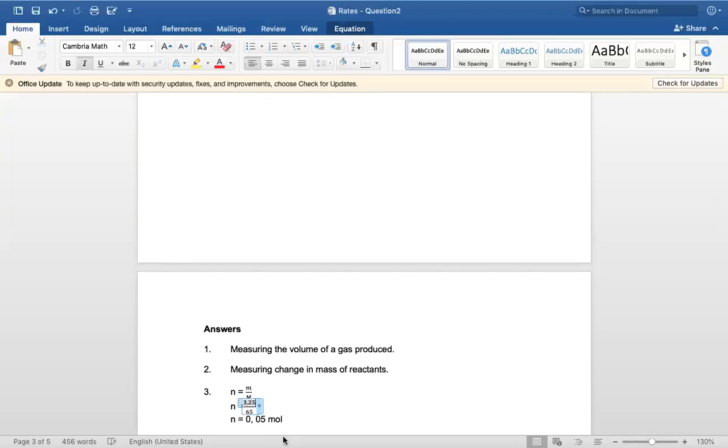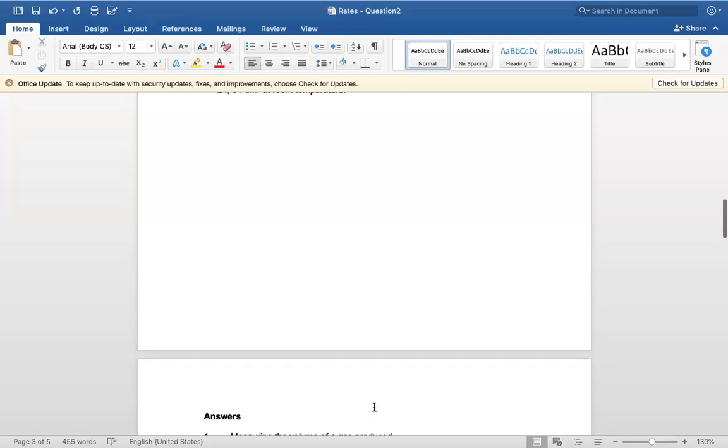Does somebody have an answer for me? Can somebody give me an answer? Actual mass of zinc 6.5. What's your molar mass of zinc? Get it from your periodic table. 65. All right, so 6.5 over 65. And what do you get? 0.1. Correct.